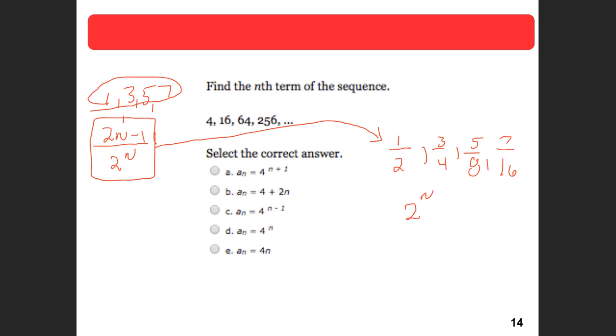Okay, so that's probably one of the hardest problems on the assessment tonight, where you have to come up with your own nth term. That means you have to come up with a formula for it, right? Those are the toughest ones.